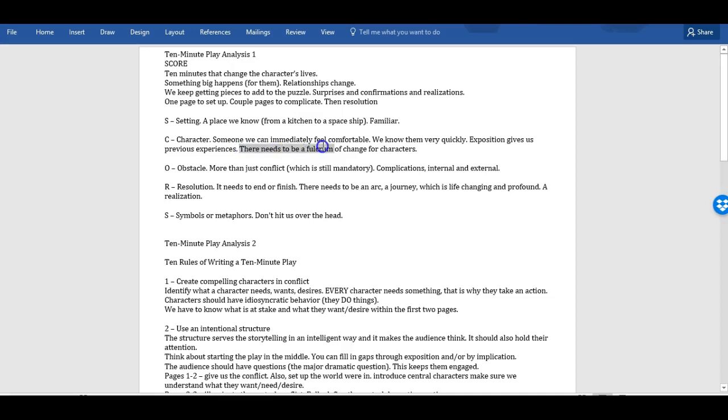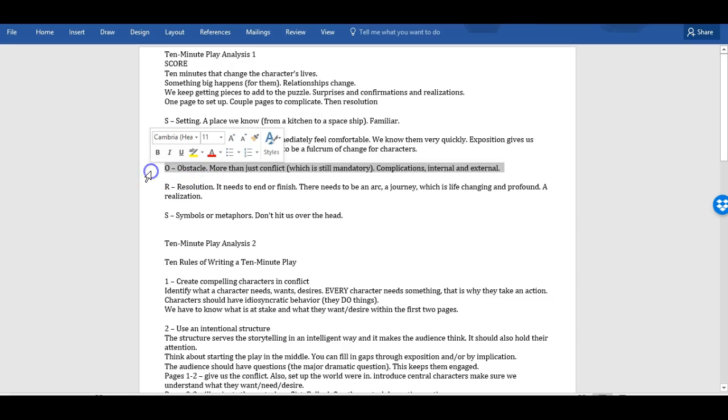There needs to be a fulcrum of change for the characters. This isn't necessarily something you decide, like who they are. This is more a plot point, but there needs to be a point where they change. A fulcrum, you know what a fulcrum is? It's like on a seesaw, a teeter-totter, it's the point of rotation. There needs to be a point where things shift for these characters. That's plot, but it's also who they are.